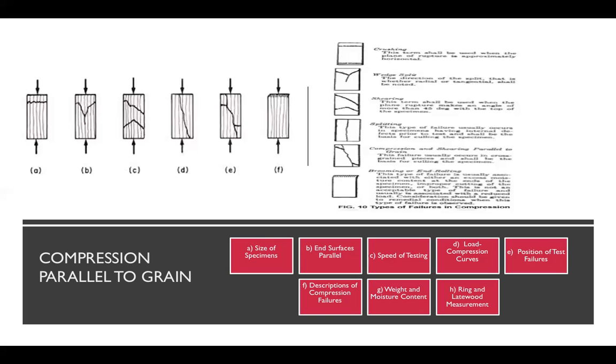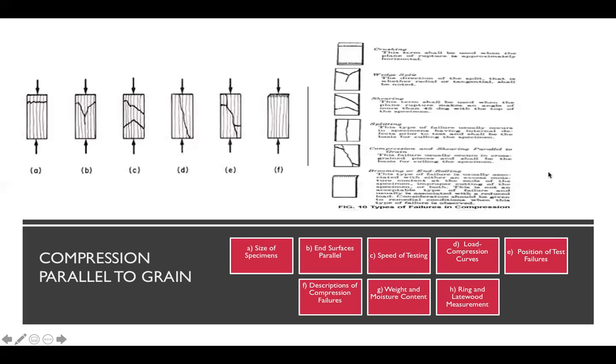And for the ring and latewood measurement, when practicable, the number of rings per inch and the proportion of summerwood shall be measured over a representative inch of cross section of the test specimen.